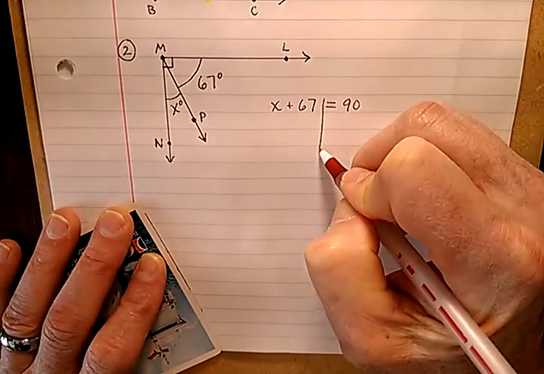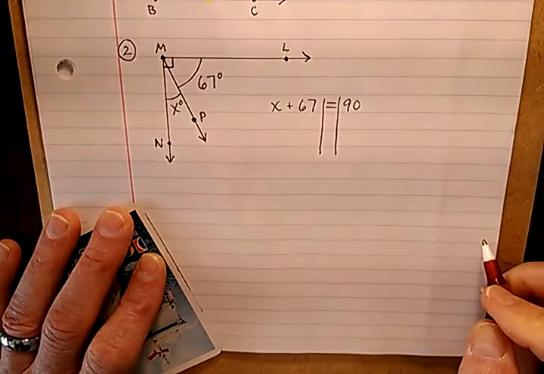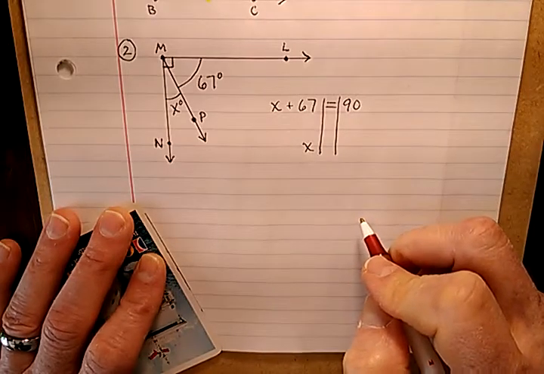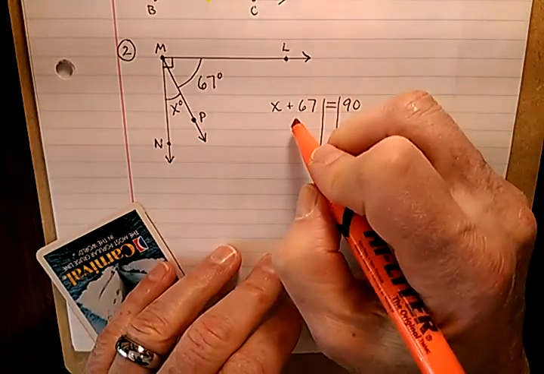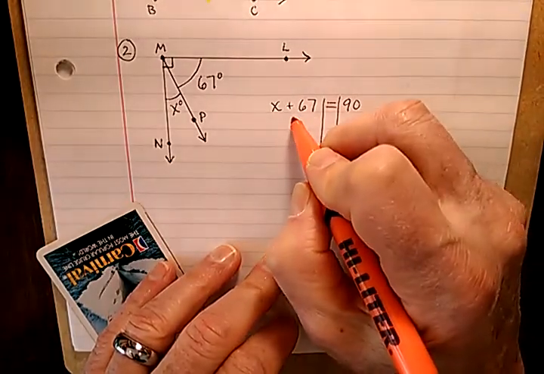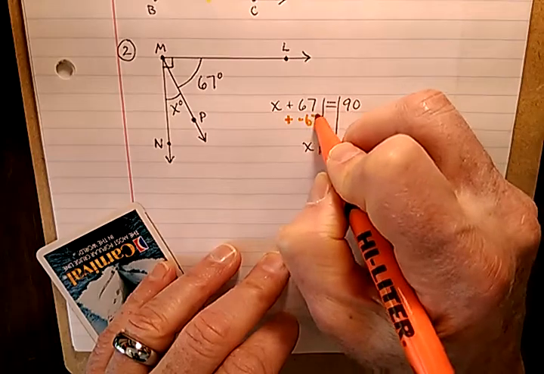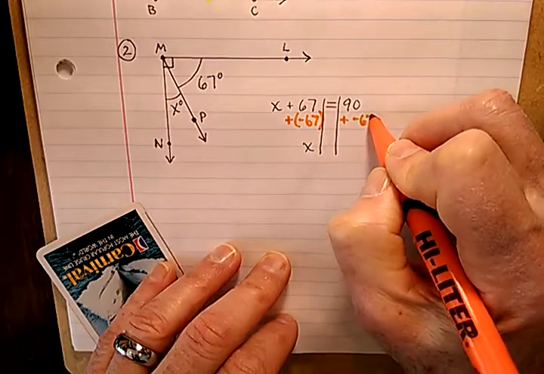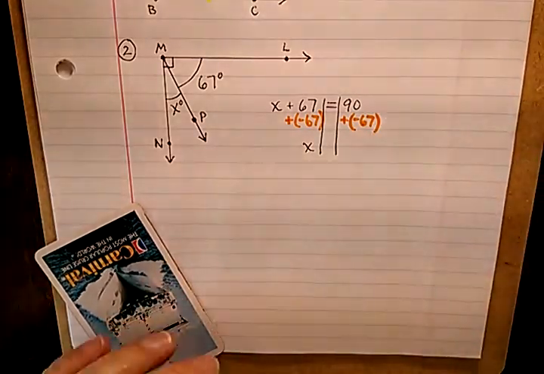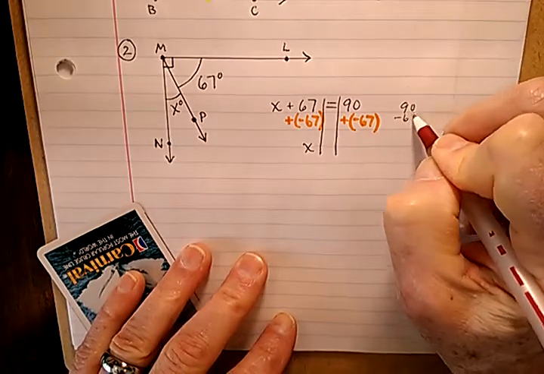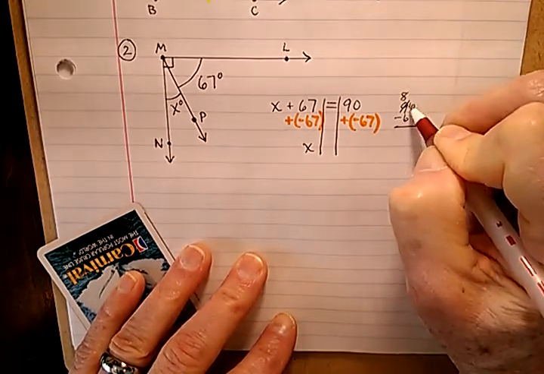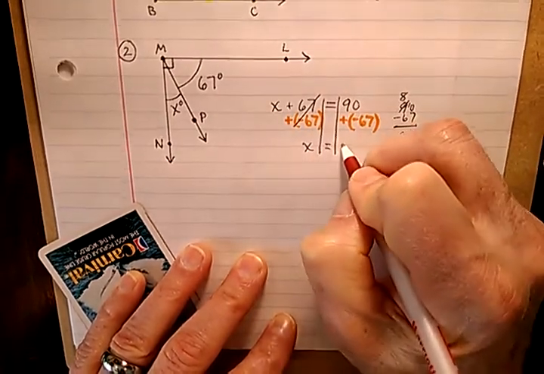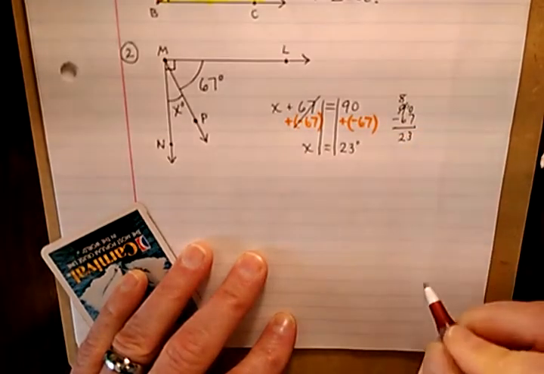Alright, so then it's a simple one-step equation. We can draw our train tracks, and what do we need to do to get X by itself? Yeah, we need to add a negative 67, or we could subtract 67, right? If we add a negative 67, it's the same as subtracting 67. So it becomes 90 minus 67 on this side. 90 minus 67, borrow from there, 23. And on this side, the 67s cancel out, so X equals 23 degrees.